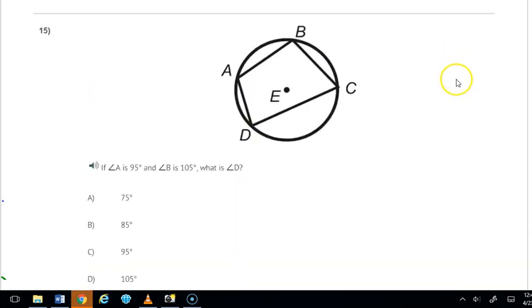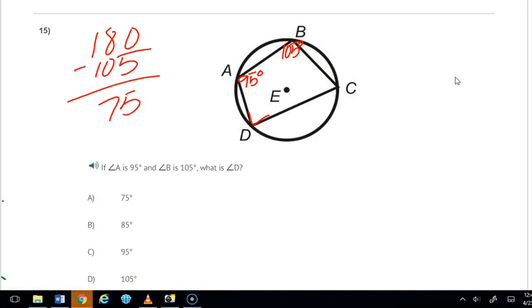All right, so our next question down here, number 15, is if angle A is 95 degrees and angle B is 105 degrees, what's D? So angle A is 95 here, and angle B was 105, and it's asking us what is this D down here? So again, you should recall that opposite angles in an inscribed quadrilateral are supplementary. So all we have to do here is 180 minus 105, that's 75 degrees. So the answer was A.